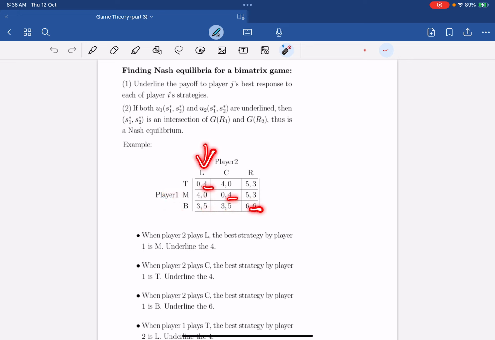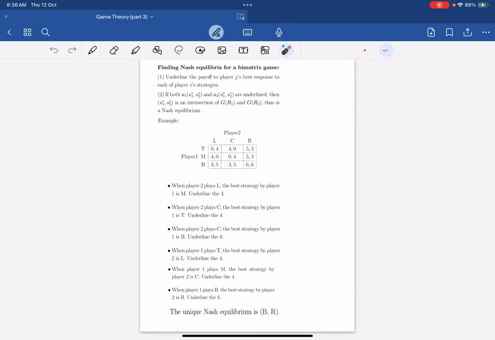Then you do so for player 2. When player 2 chooses L, your best response is M. When player 2 chooses C, your best response is T. And when player 2 chooses R, your best response is again B. And now, you see that there is one state where it is underlined 2 times. So that is called the Nash equilibrium. And because this is the only state that has 2, this is the unique Nash equilibrium.